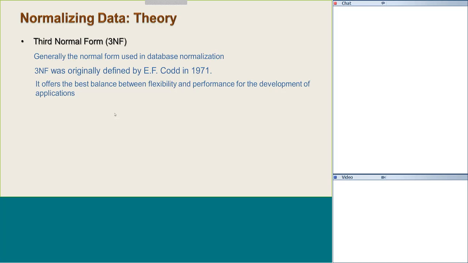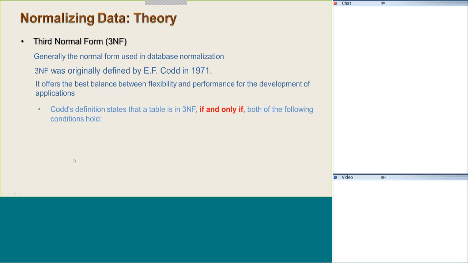a trade-off in the way you code and what you code for between what is easy to code as opposed to performance when it is being used. We try and balance those two. And third normal form is generally where we try to get to.